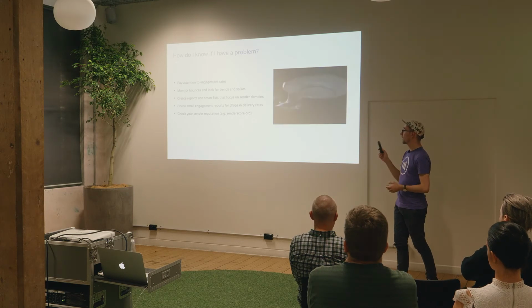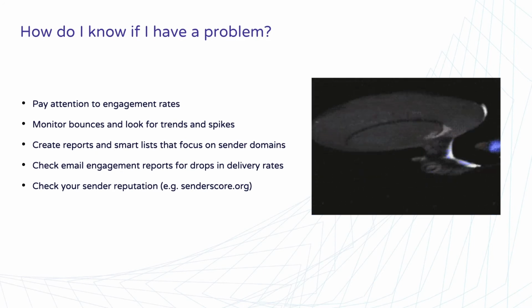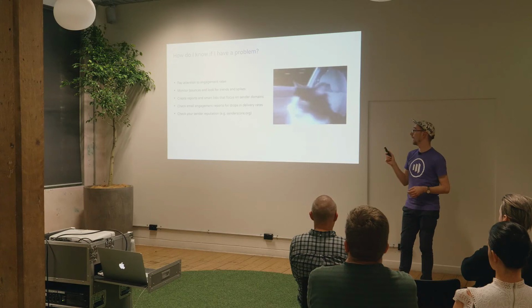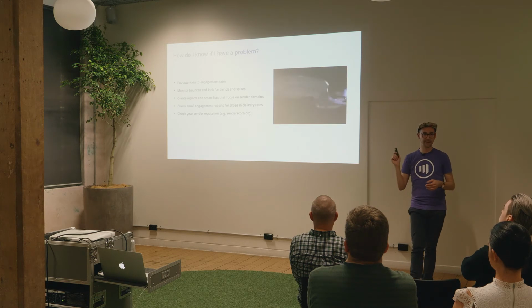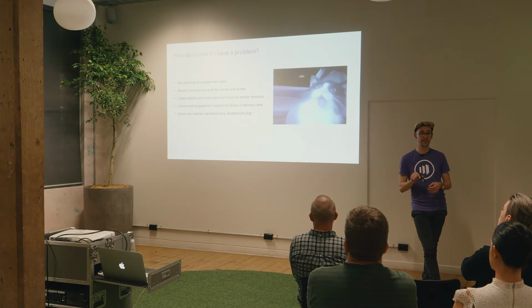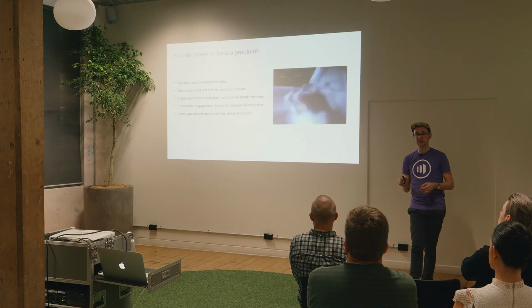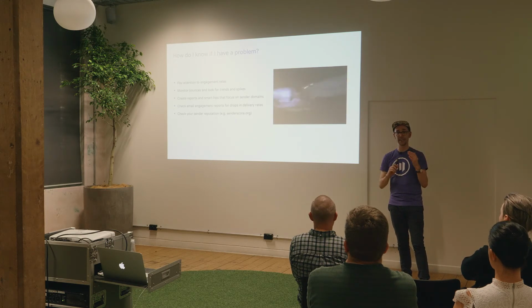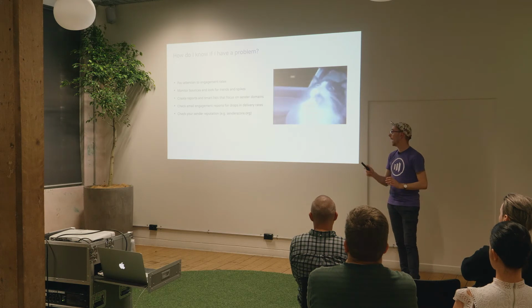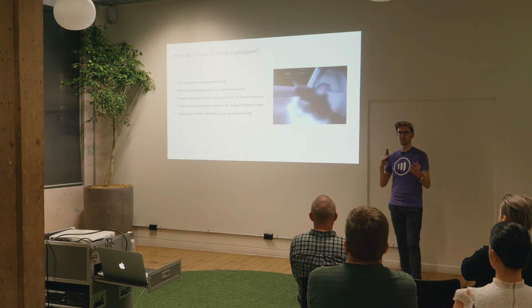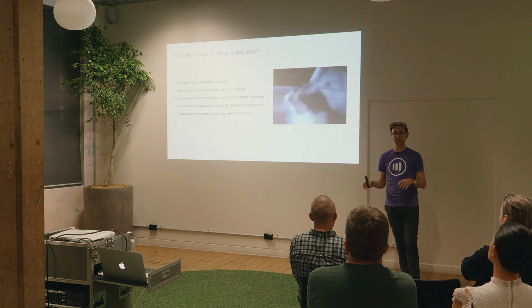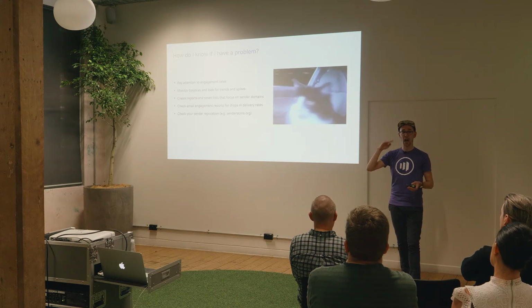You want to check those email engagement reports for drops in those delivery rates, and you want to make sure that you're keeping an eye on your sender score, or your sender reputation, through things like SenderScore. SenderScore.org is a free tool that you can use. If you register, which costs nothing, you get a more detailed report and a breakdown of any particular issues. This gives you a score, much like what spam filtering does, based on what your reputation is. You want to keep that high.